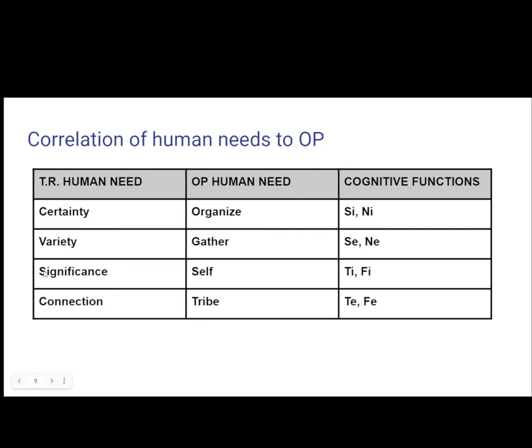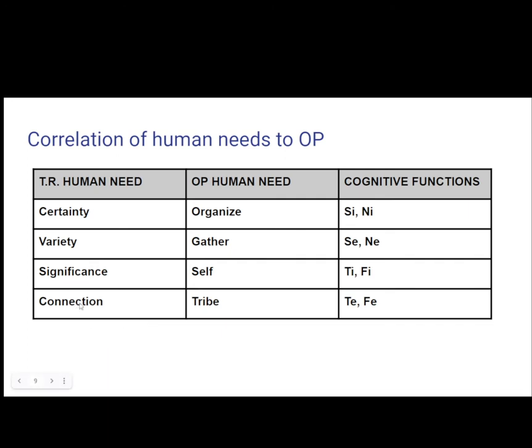Okay. The human need of significance is called the human need of self in objective personality. And this corresponds to the cognitive functions TI and FI. So with TI, it's about having your own individual personal logic and reasons for things. This is what works for me. It's not necessarily focused on what works for other people. FI would be your own personal values. What is important to me? And again, it's just looking at yourself. It's not looking at what other people value.